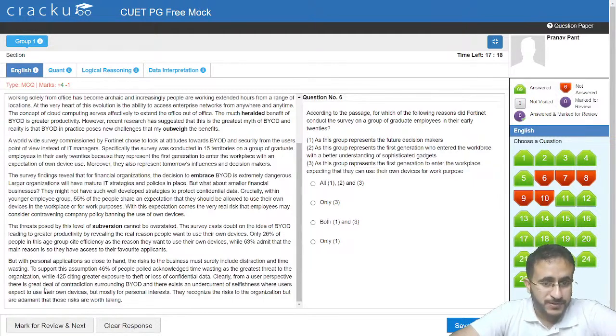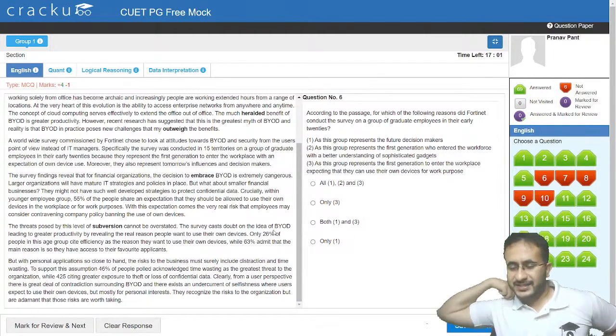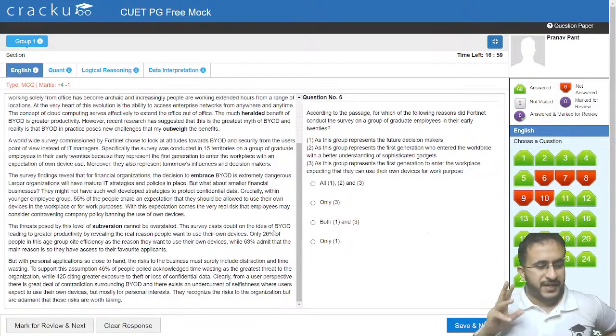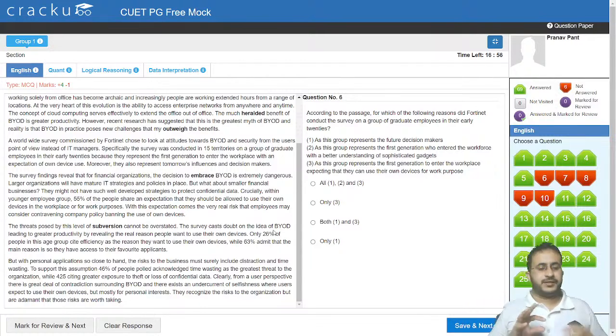Clearly, from a user's perspective, there is a great deal of contradiction surrounding BYOD and there is an undercurrent of selfishness, where users expect to use their own device but mostly for personal interest. They recognize the risk to the organization but are adamant that those risks are worth taking. So basically, it says that there is a risk, the financial risk, and hampering the productivity. So these are the two things mentioned.